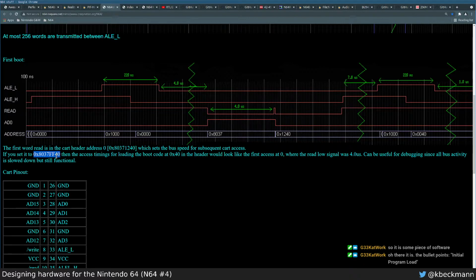It might actually be a good idea to use this slower timing configuration so that signal integrity won't be a big issue. It might still be an issue, who knows? But I think it should be fine. But yeah, who knows? So anyway, yeah.